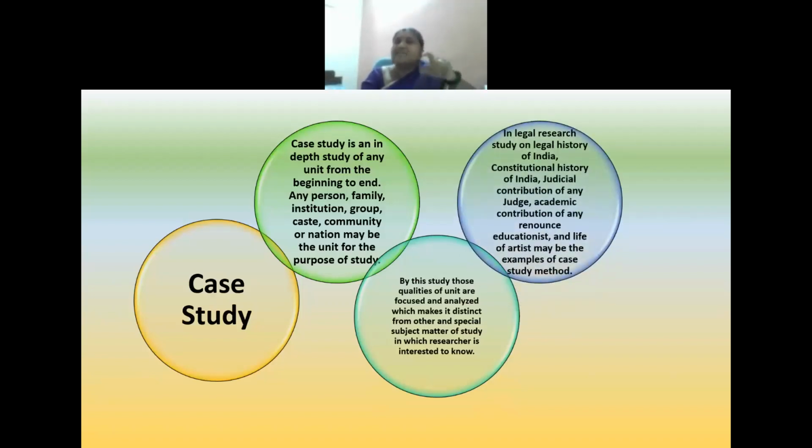In legal research, the legal history of India, constitutional history of India, judicial contribution of any judge, academic contribution of any renowned educationist, and the life of an artist may be examples of the case study method. So only one judge's contribution we are trying to study. Only those judgments we will study. Right, Justice Bhagwati on this, Justice Krishna Iyer on this. That's how we get researchers like that also.